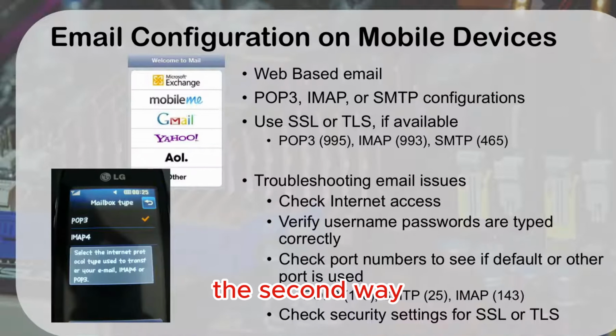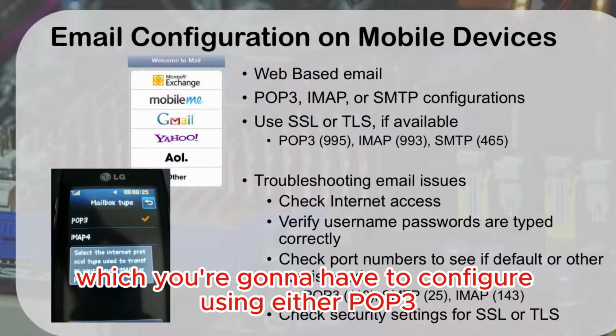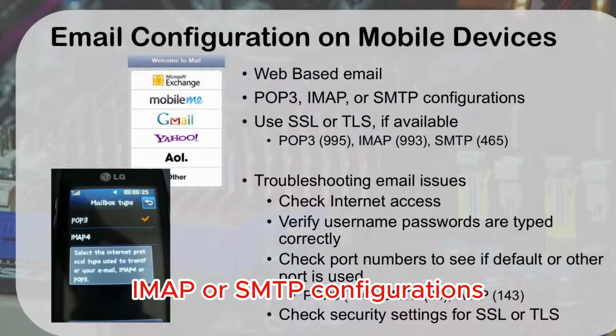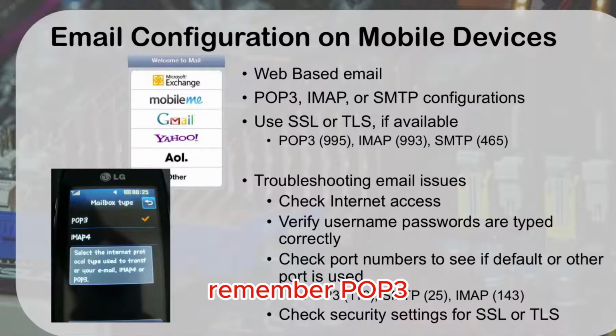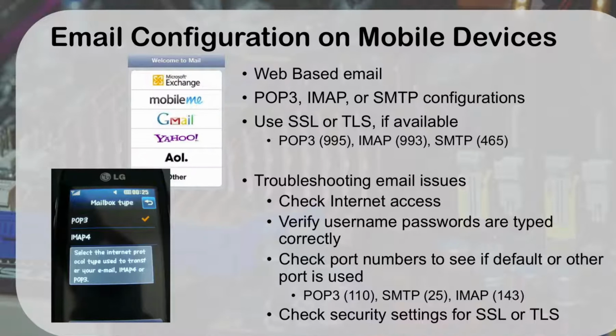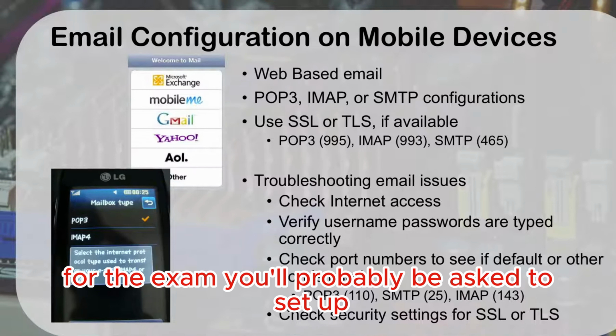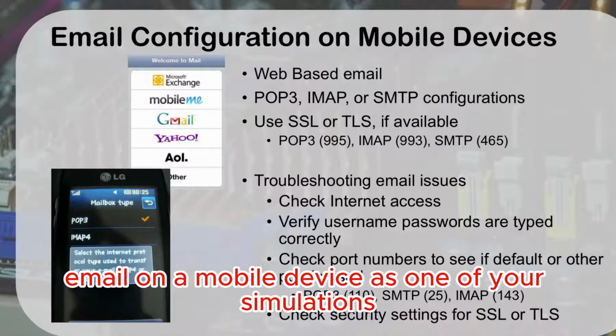The second way, and the more popular way, is to use a mail program, which you're going to have to configure using either POP3, IMAP, or SMTP configurations. Remember, POP3 and IMAP are two different ways for us to get inbound email, and SMTP is the way we do outbound email. For the exam, you will probably be asked to set up email on a mobile device as one of your simulations.